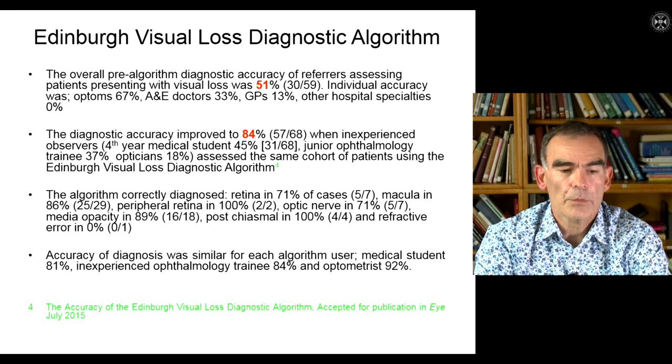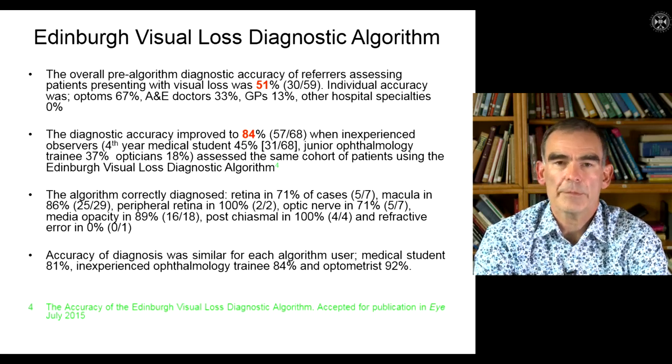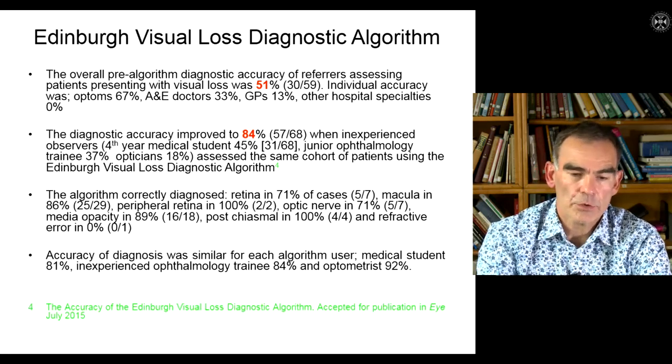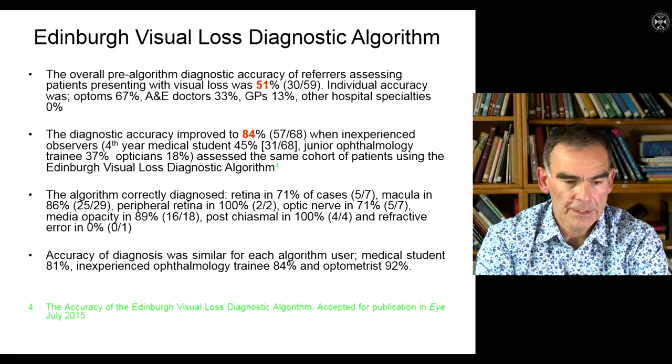So again, the outcomes of the algorithm were not, as you'll see in a minute, central retinal vein occlusion. They were basically which bit of the eye? Retina, macula, optic nerve. So the algorithm correctly diagnosed retina in 71% of the cases, macula in 86%, and so on. You'll be able to see the slide that I'm narrating here.